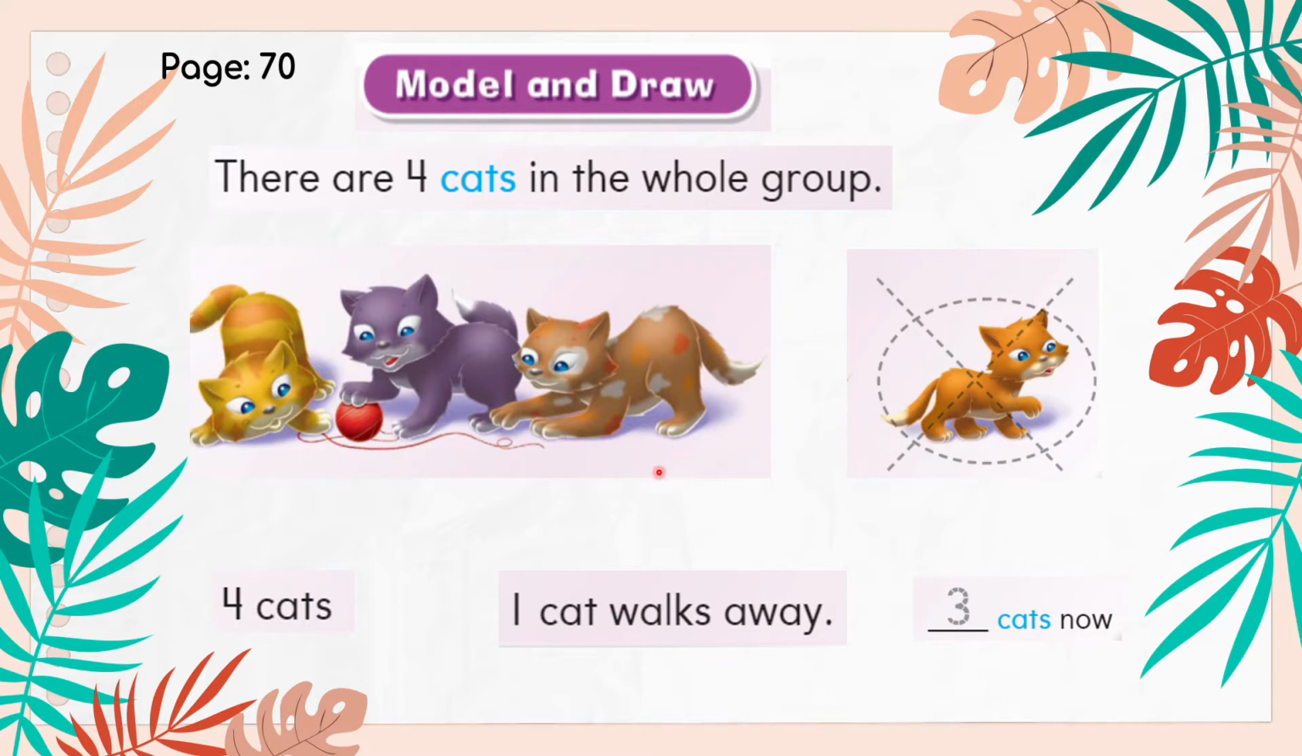So how many cats are there now if one of them walks away? So we started off with 4 cats. One of the cats walks away. How many cats are we left with? We have 1, 2, and 3 cats here now. And that's where we write the answer. We have 3 cats now.